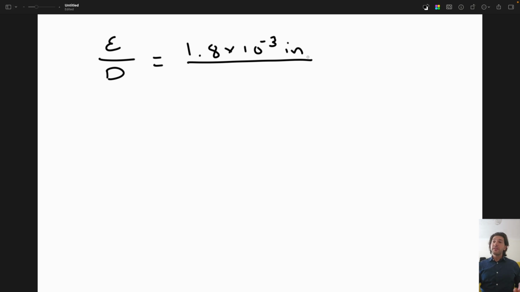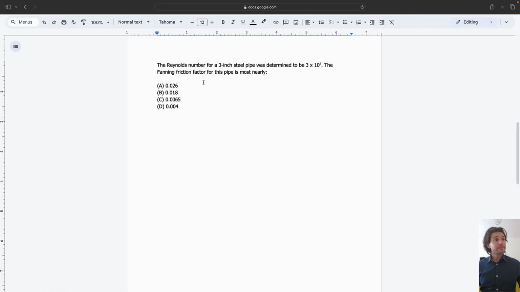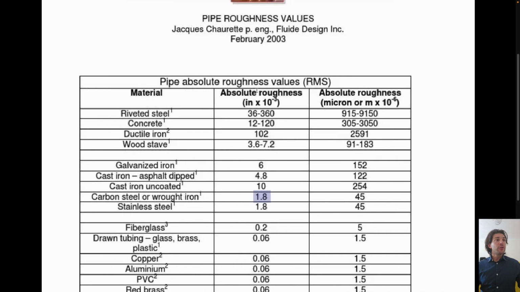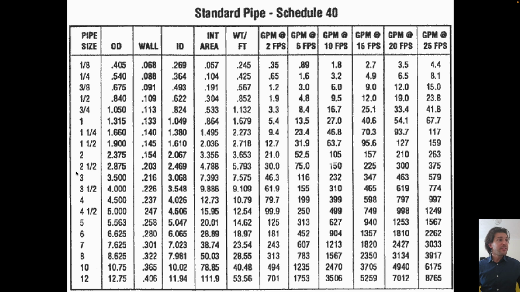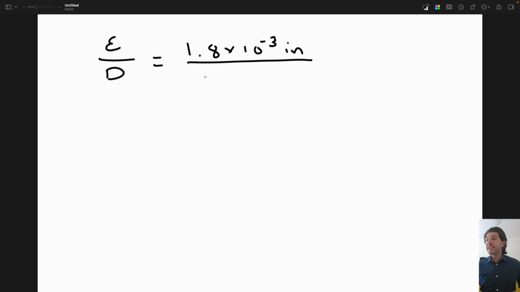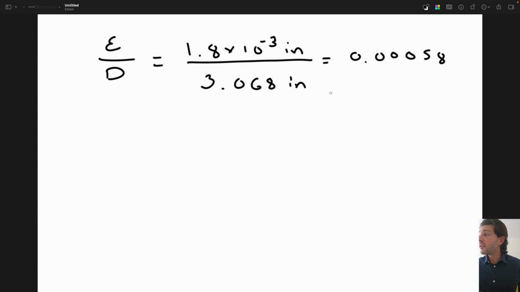Now we need to find the inner diameter of the pipe. Again, from the problem statement, we see that this is a 3-inch steel pipe. Without additional information, we must make the further assumption that this is a Schedule 40 pipe. Looking at our piping charts, we see that a Schedule 40 3-inch pipe has an inner diameter of 3.068 inches. So plugging this into our equation, we get a relative pipe roughness of 0.00058, or about 6 times 10 to the negative 4.